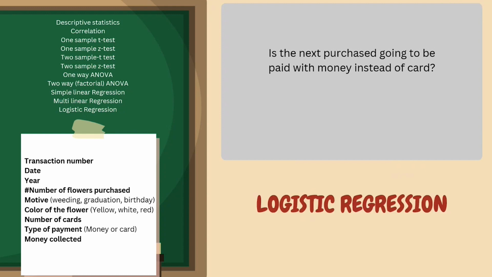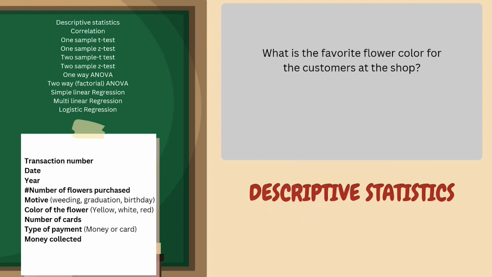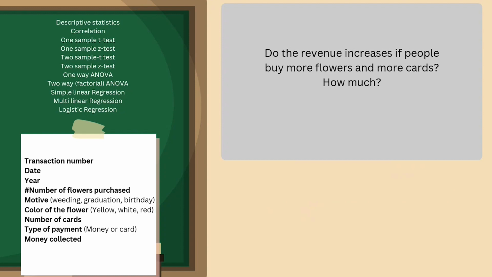Logistic regression. The answer for this question is a yes or a no. It is also asking you for the odds of an event to occur. What is the favorite flower color for the customers at the shop? Descriptive statistics. We use the mode over the colors of flower column. Does the revenue increase if people buy more flowers and more cards? How much?